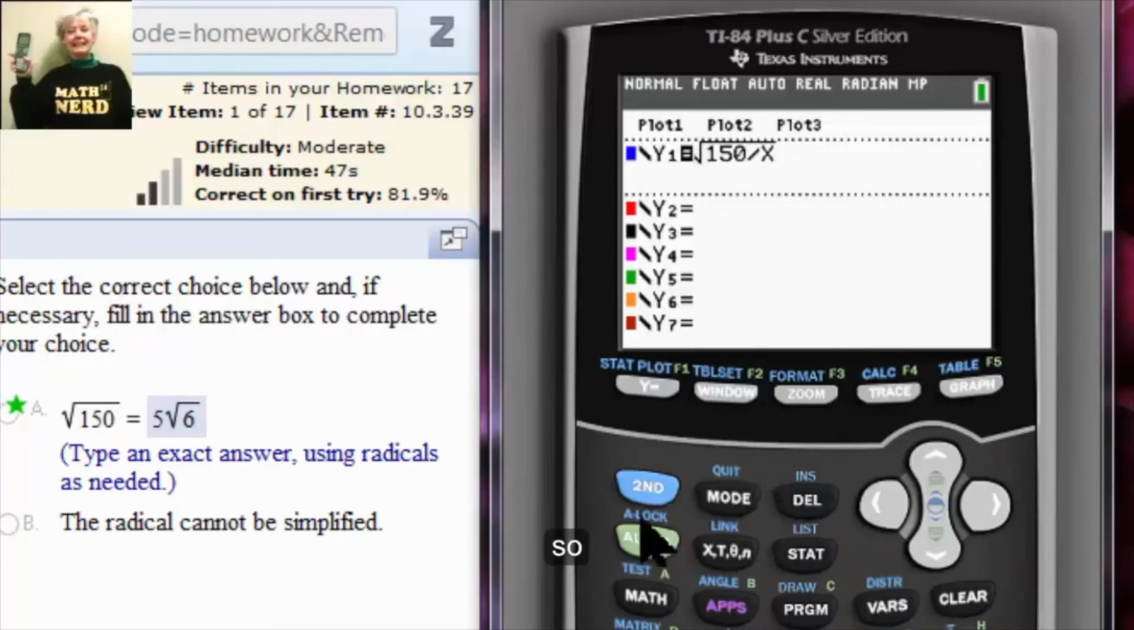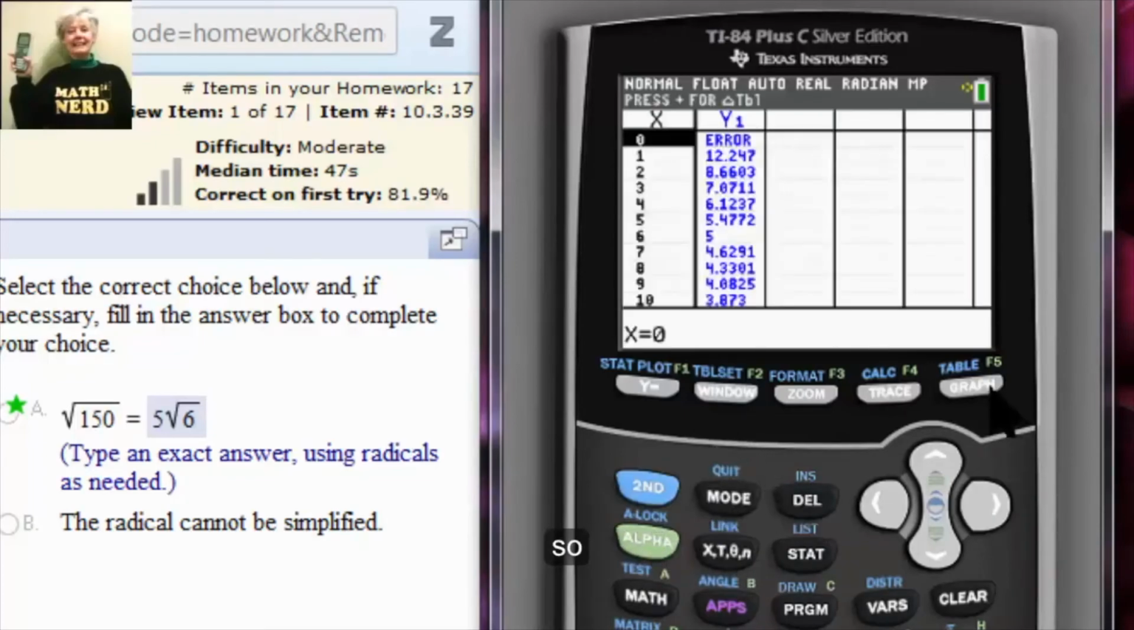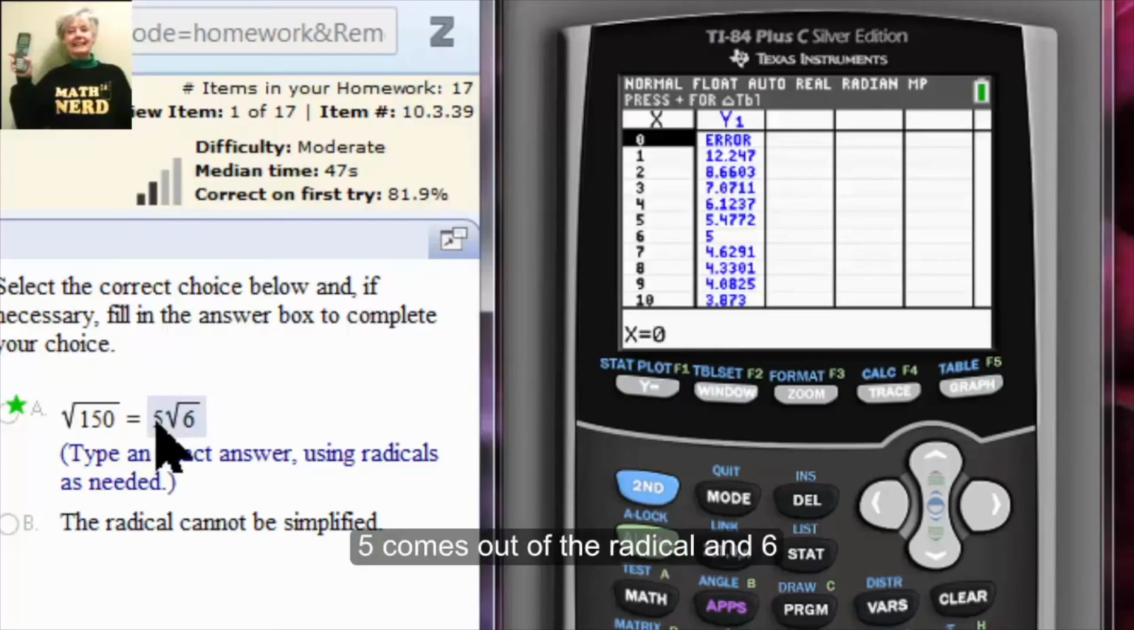So, five comes out of the radical, and 6 stays in. And that's the whole story.